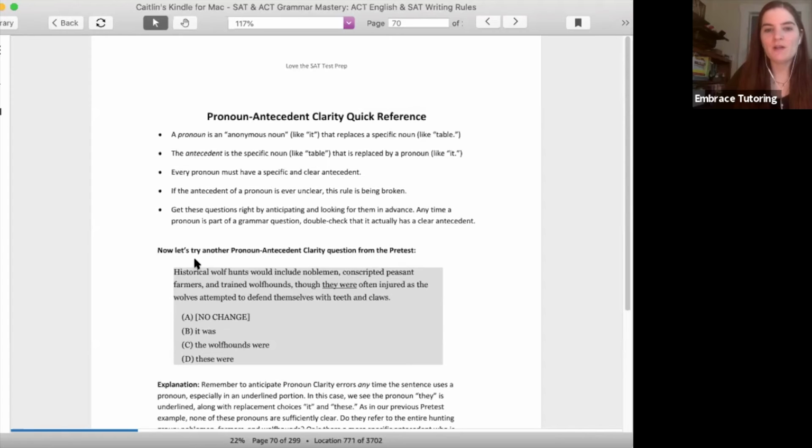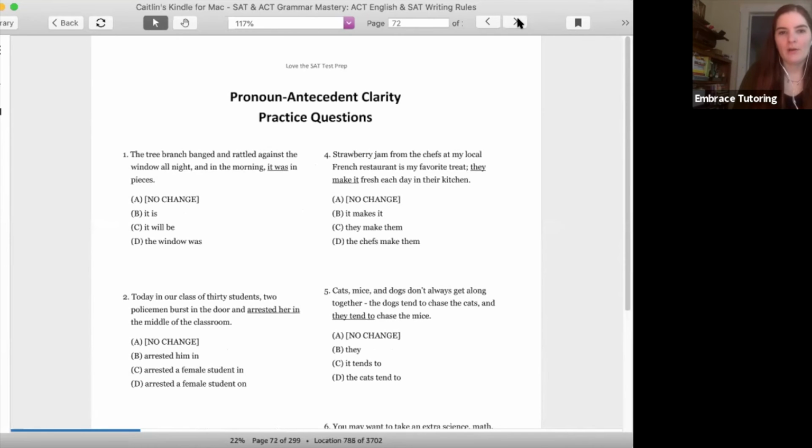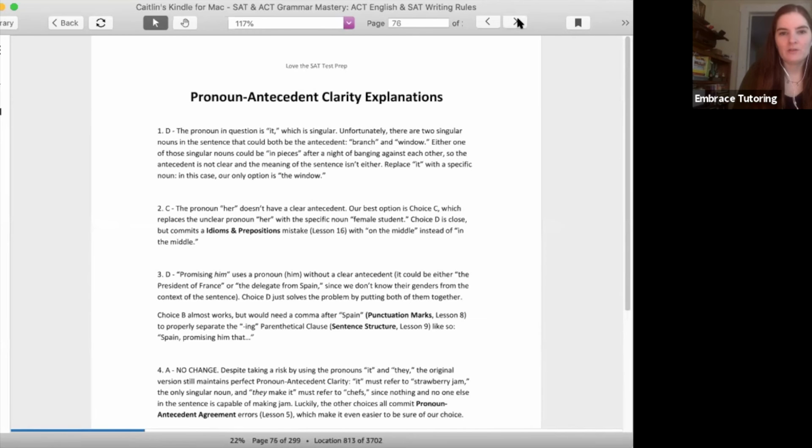So you want to anticipate these when you look through the test. You want to look for pronoun questions. You always want to double check anytime you see pronouns to make sure that this isn't going to be a pronoun antecedent clarity question. And if it is, then you know exactly what you need to look for: an antecedent, and make sure it's clear in terms of your answer choices, of what's being talked about. Okay.